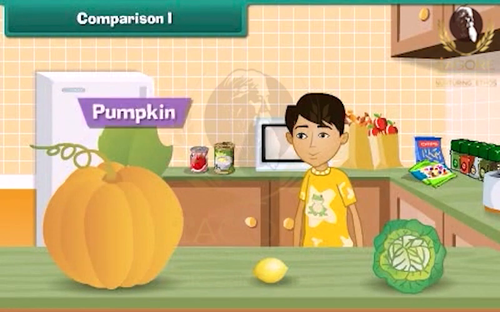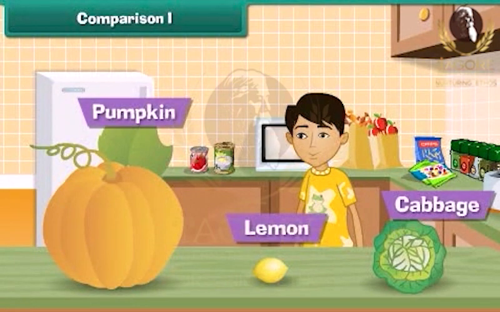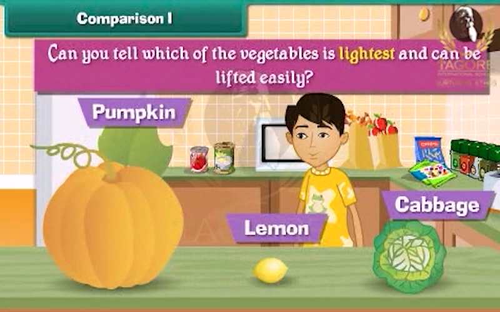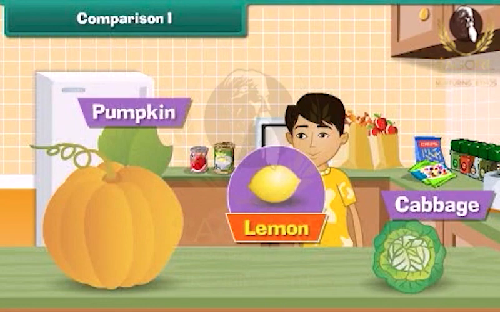Sandy has a pumpkin, a cabbage, and a lemon. Can you tell which of the vegetables is lightest and can be lifted easily? Yes, lemon is lighter than other 2 vegetables. He can easily lift a lemon.